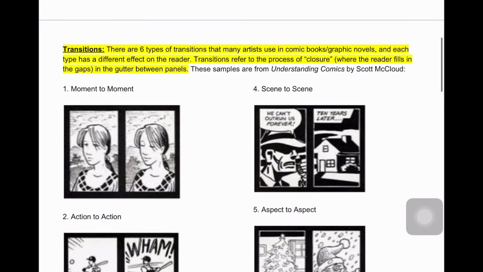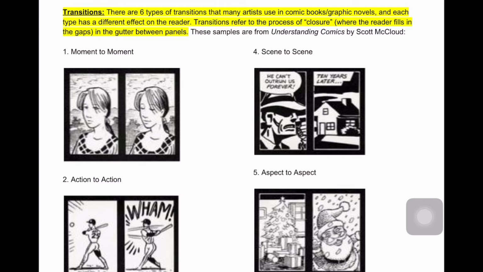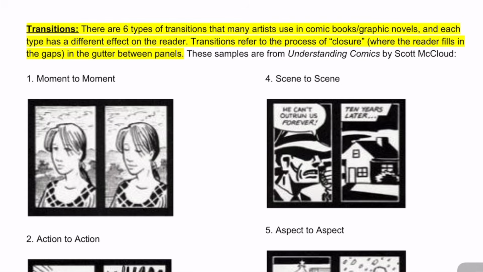And then finally, the last graphic novel term that we're going to go over is the term transition. There are 6 different types of transitions. You don't necessarily need to remember all of the names, but it's important to know that they exist so you can see how the transitions happen between the different panels in the story. Some of them are more self-explanatory than others, but we'll go through them really quick.